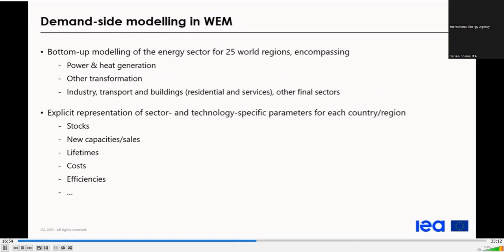We want to know about stocks of equipment, future capacities and future sales of such equipment, lifetime of each unit, each equipment, cost and related efficiencies. And this applies to the car fleet in a country, but also to the power plant, where we'd like to understand, again, stock, future capacity, and features of each of those plants.